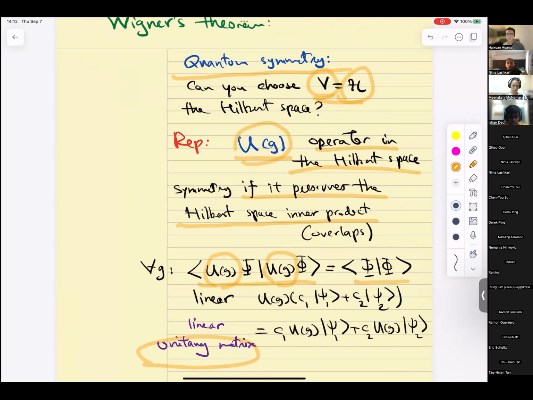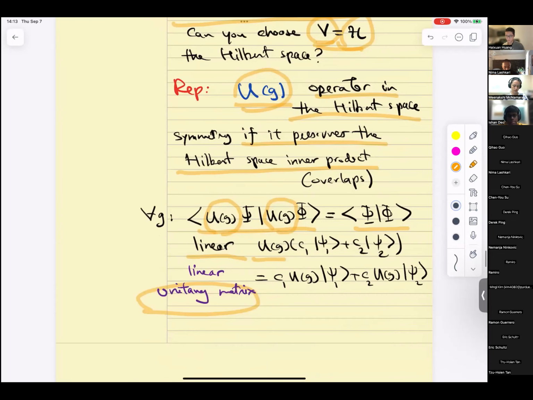So Wigner's theorem tells you, and you also want linearity, but we're only talking about linear transformations, linear representations here. So you get unitary matrices. Wigner's theorem tells you that symmetry in quantum mechanics better be represented as a unitary matrix on the Hilbert space. That's what the message is. So it tells you how to go between symmetries and representations.